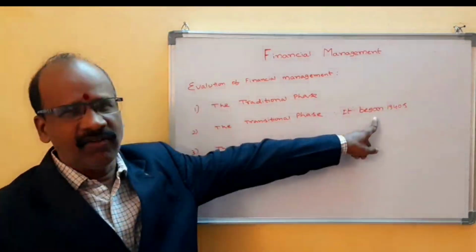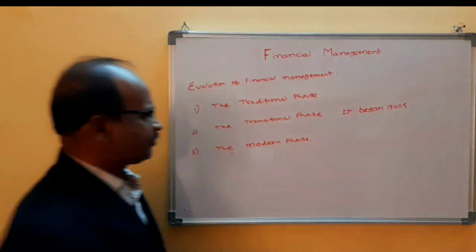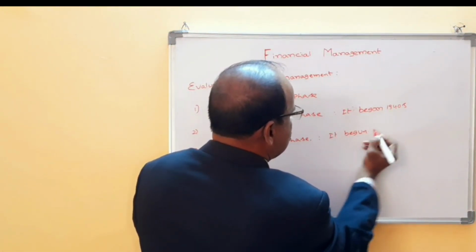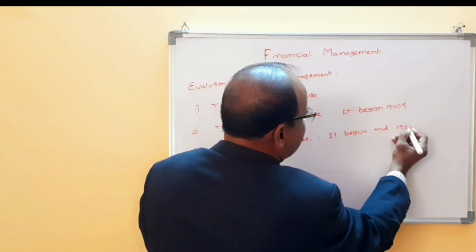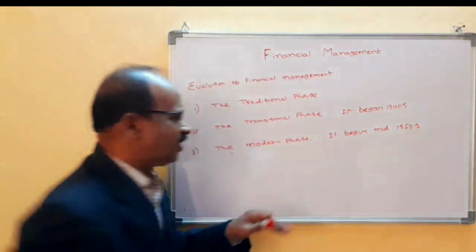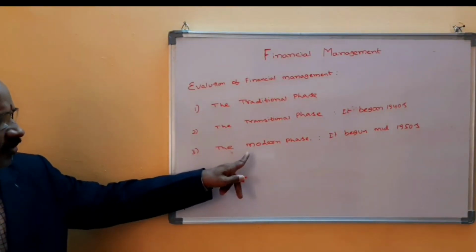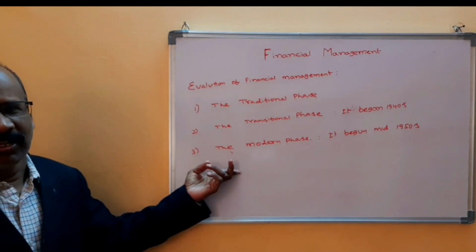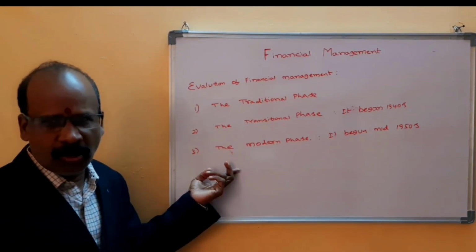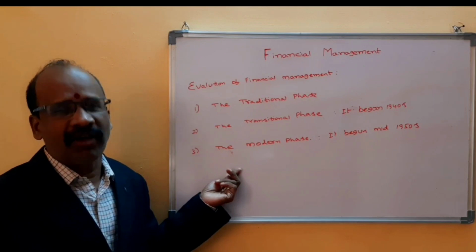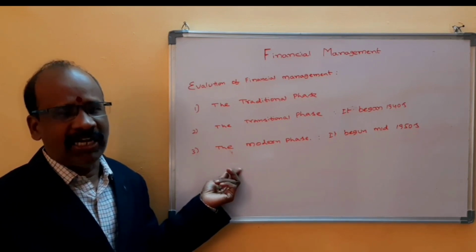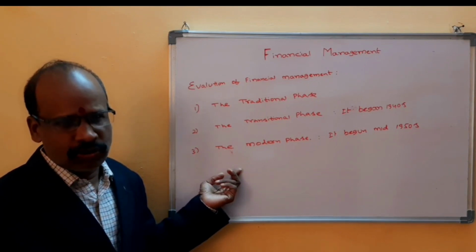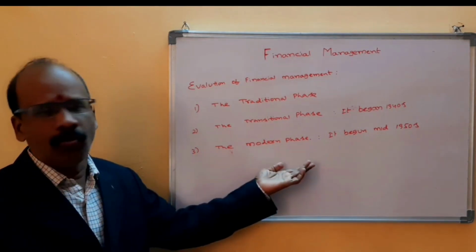The transitional phase began in the 1940s, and the modern phase began in the mid-1950s. In this stage, modern techniques are applied in financial management, like quantitative analysis in business decisions and statistical tools. These are all implemented in the modern phase.